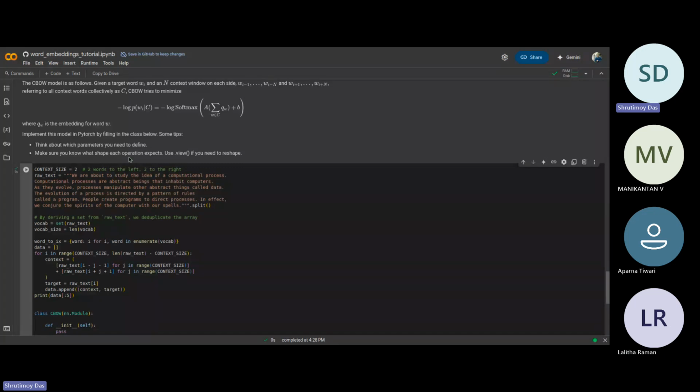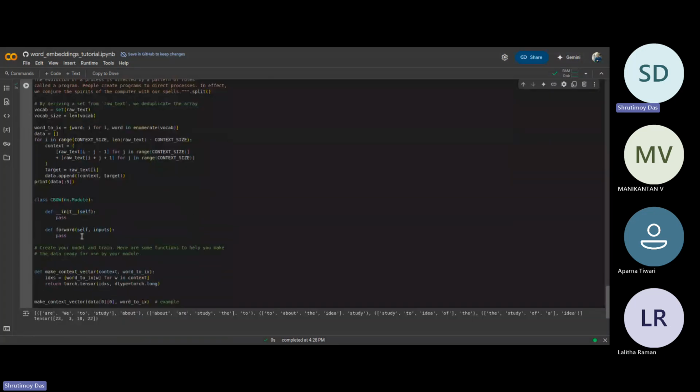In the end of this, there is a toy example that has been given. Because you know how the continuous bag of words models look like, try to create that in the example that has been given and try to get this word embedding. That will be a good exercise if you're interested in coding this up.